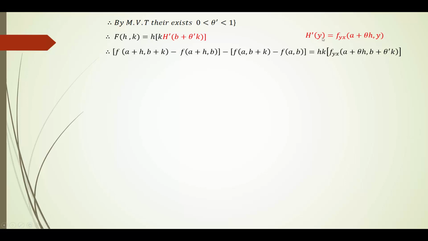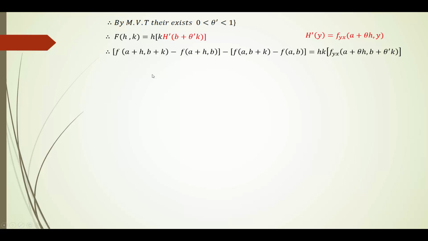We know h dash y equal to f of x a plus theta h y. This variable y is for only the y coordinate. The x coordinate is fixed, so h dash is f of x, with x coordinate fixed at a plus theta h, and the y coordinate is the variable y. Here the variable is b plus theta dash k. So the y coordinate is b plus theta dash k, meaning this total term is equal to hk into f of x a plus theta h, b plus theta dash k.